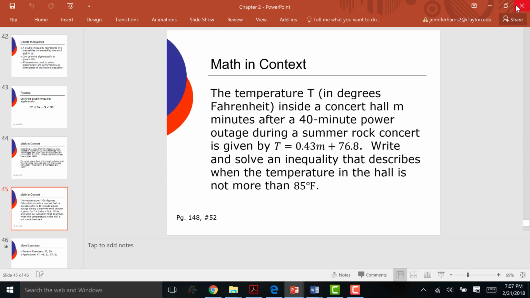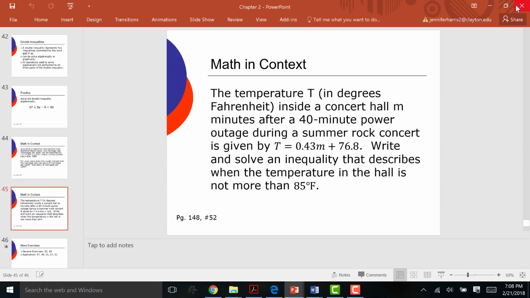Alrighty, so let's read the problem and make sure we understand the conversation. The temperature in degrees Fahrenheit inside of a concert hall M number of minutes after a 40-minute power outage during a summer rock concert is given by T, which is temperature, is equal to 0.43 M plus 76.8. Write and solve an inequality that describes when the temperature in the hall is not more than 85 degrees.